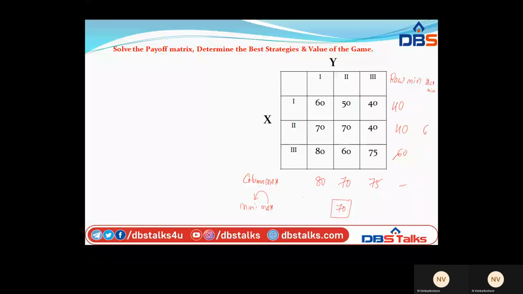So what about the final saddle point? For a saddle point, maximin must equal minimax. Then only can we get the saddle point. That saddle point will be the value of the game. But here, what is the minimax? Minimax is 70, and what is the maximin? 60. So these two are not equal. After getting them not equal, what do we need to do? We go for the next step.